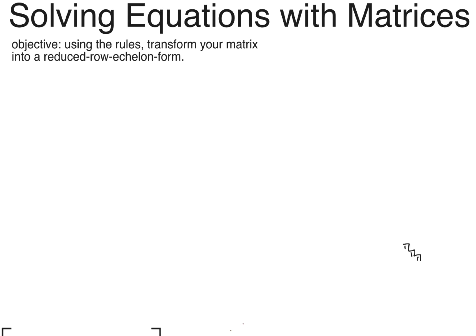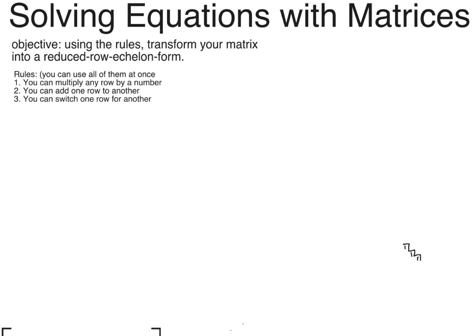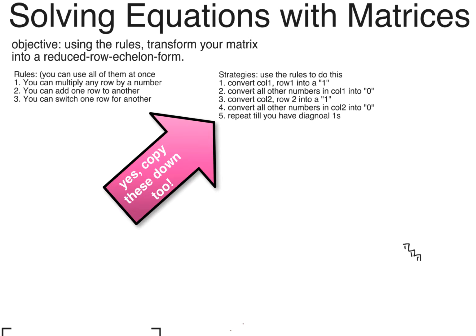Now, these are the rules, and there's really only three. Later on we could spread them out and talk about other things, but the cool thing is, number one, you can multiply any row by a number. Number two, you can add one row to another, and three, you can switch one row for another. And you can use all three of these rules at the same time, which is cool. Finally, of course, there are the strategies, which is basically how you go about doing the reductions. So let's get started so I can show you a little bit about how these rules are applied.